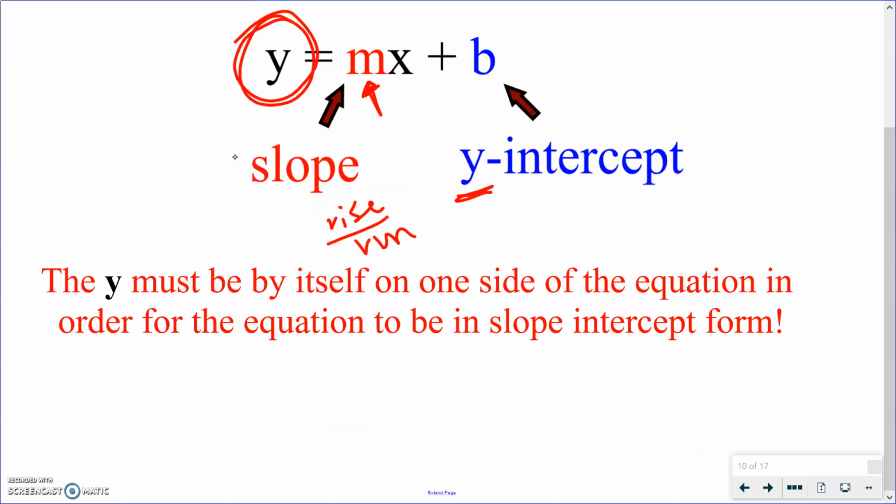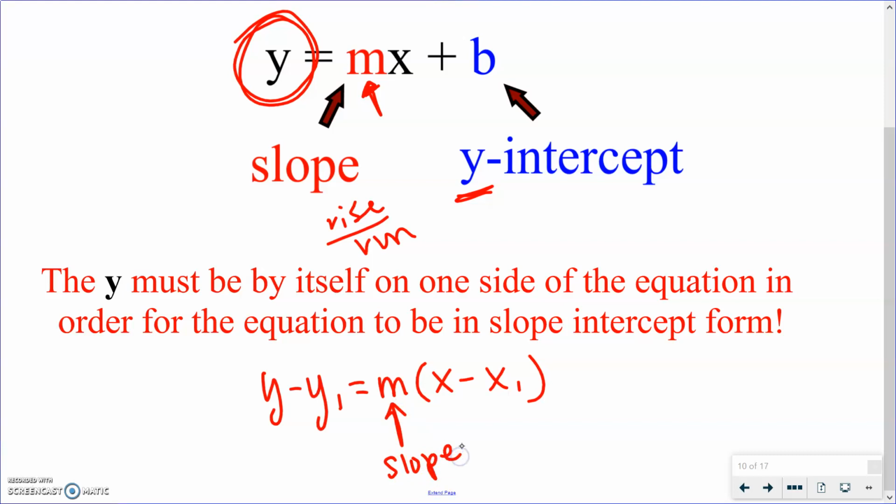One other form that I would like you to be aware of is point-slope form, and that's y minus y1 equals m times x minus x1. That is still the slope. This is what we're going to use to find the slope-intercept form. We'll plug into this and then solve for y.